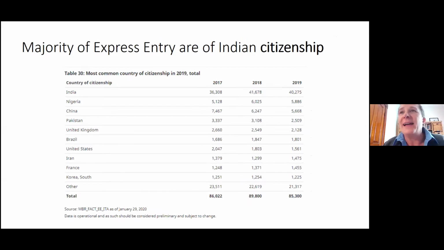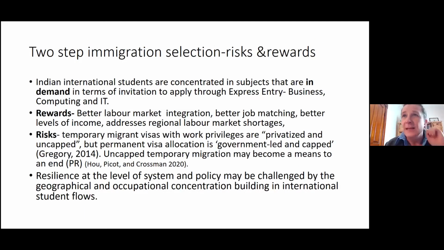And then when we look at those who enter through express entry in terms of their citizenship, again, we see the dominance of India. So India is a really important country for us to understand in terms of the way in which the system, both in the international student and the express entry pathways, operates in terms of this population. The important thing about highlighting this from a systems perspective is to identify that international students from India are concentrated in subject areas that are in demand if we understand this through the express entry lens.